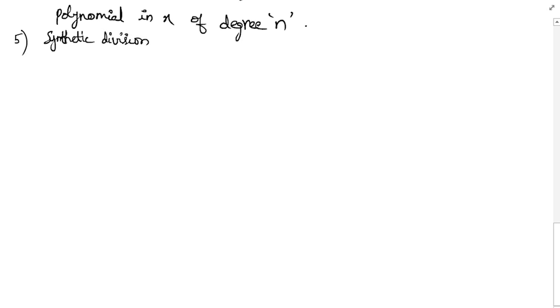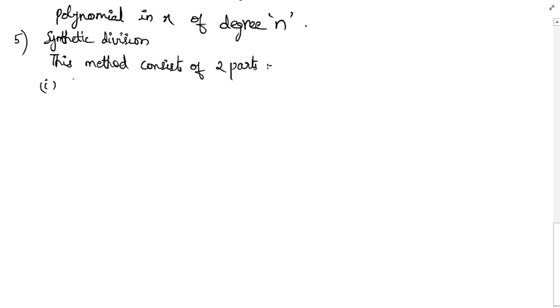Okay, now the fifth one, the synthetic division. The process is given in the textbook, but I'll explain it with an example so that it will be easy for you to understand, because we are going to solve the problem. If I tell you using an example, then you can go through the problem easily. This method consists of two parts.